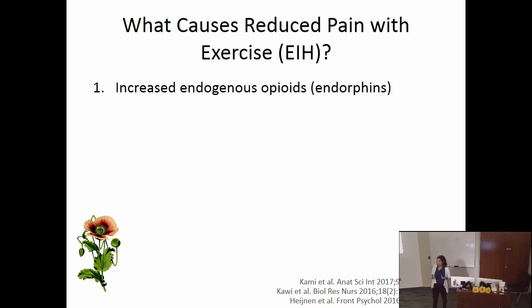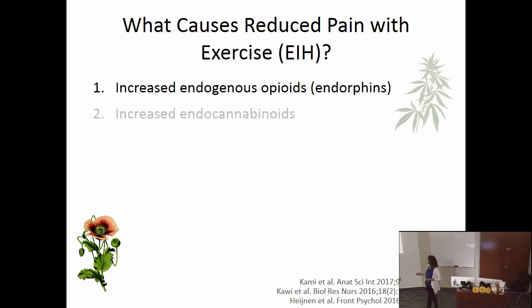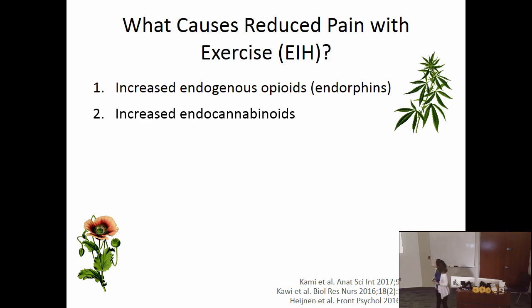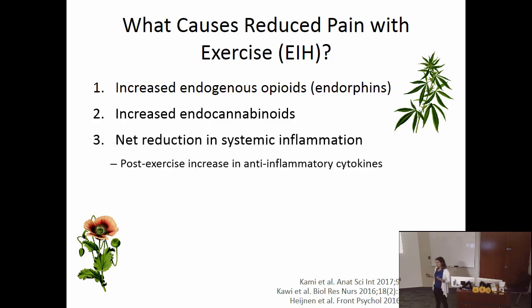So let's take a look at what is causing this response. Somebody earlier today mentioned endorphins. When we exercise, our body produces its own opioids. In fact, the only reason why the medications you take for pain work is because they mimic what your body is producing. So our body with exercise produces endogenous opioids, endogenous meaning from within. So it produces its own opioids. Our body also produces its own cannabis, so endocannabinoids. And of course, I've got the plant-based varieties of poppies and cannabis up here, but of course, it's produced by our bodies.